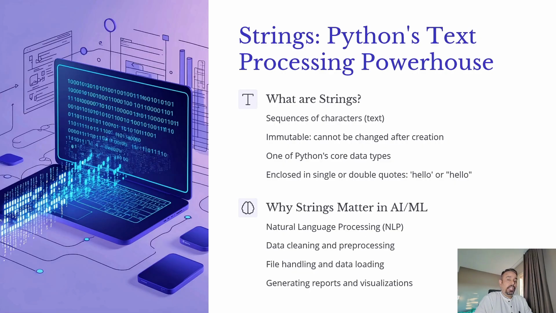Strings are essential in artificial intelligence and machine learning. You will use them for tasks like text preprocessing, parsing data from files, converting between types, and generating output like labels or reports. So the string skills you build today are the foundation for powerful text processing in our machine learning and artificial intelligence journey.